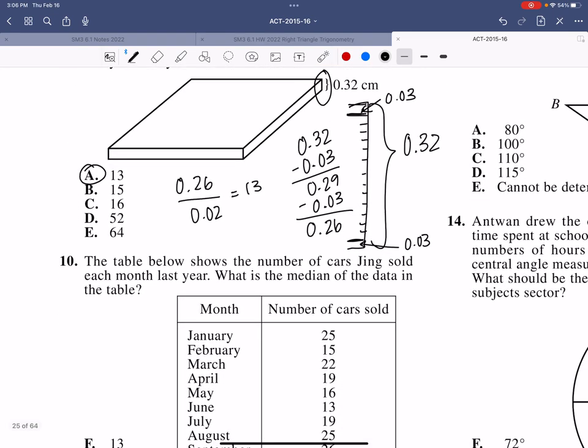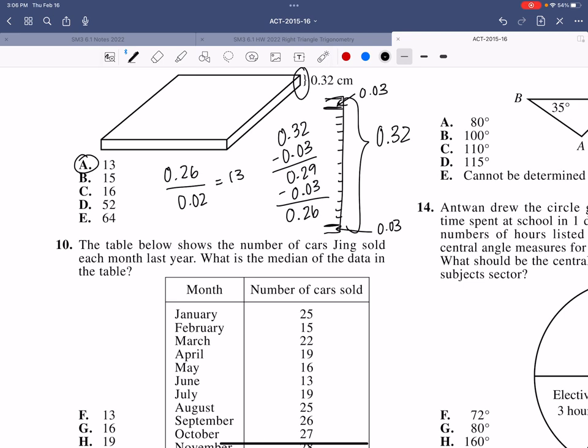For 10, it says the table below shows the number of cars Jing sold each month last year. What is the median of the data in the table? So remember yesterday there was a problem about mean. Mean is average. Add them all together, divide by how many there are. Median is the middle value, or the average of the two middle numbers. So I don't know, you guys are all driving now. Median, when you're driving on the freeway, is that divider right in the center. You don't want to run into the median, you don't want to hit the median.